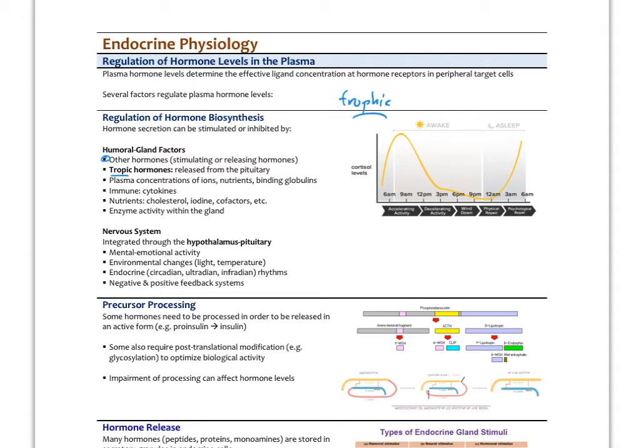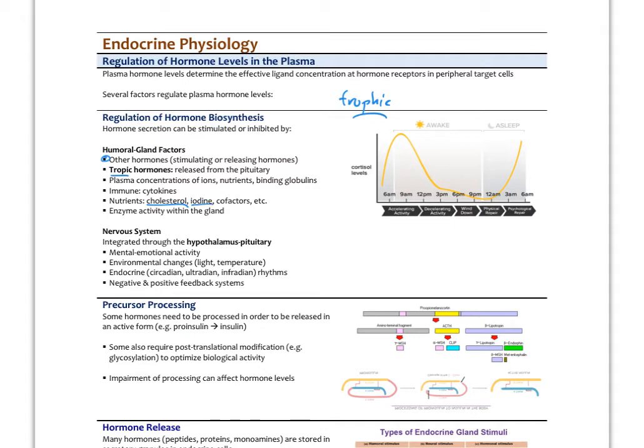Different concentrations of ions and nutrients and binding globulins also help regulate the hormone concentrations in the blood. Cytokines feed back on the endocrine system, so we'll have to look at that and how they can influence hormone secretion. Different nutrients like availability of cholesterol. In fact, it's LDL cholesterol, that lipoprotein which carries cholesterol from the liver to the adrenal gland and the gonads to make sex hormones. So that's how those glands get their cholesterol. Turns out they can actually make a little cholesterol themselves, but it's mostly from the LDL.